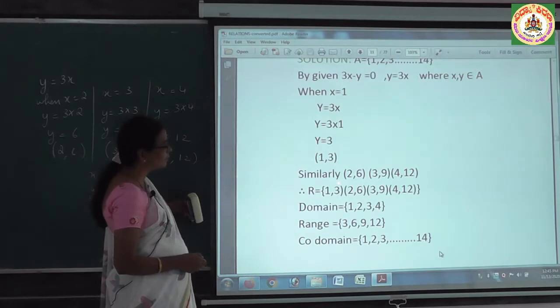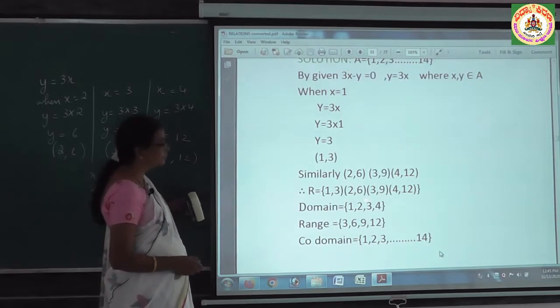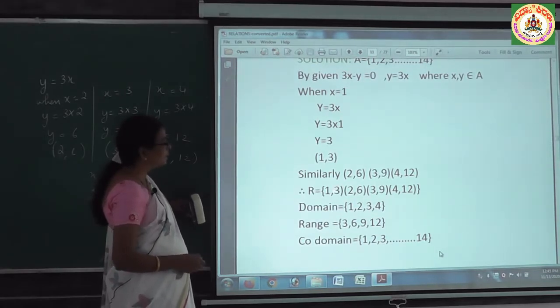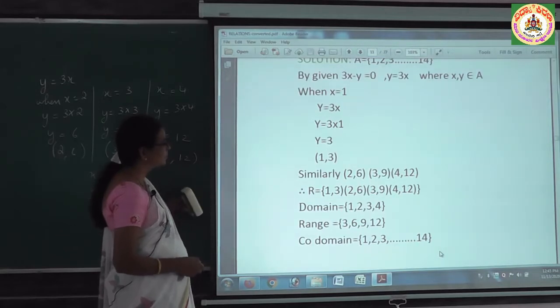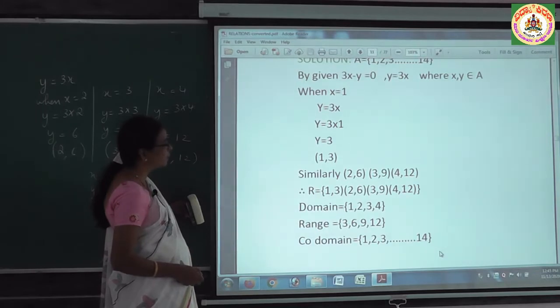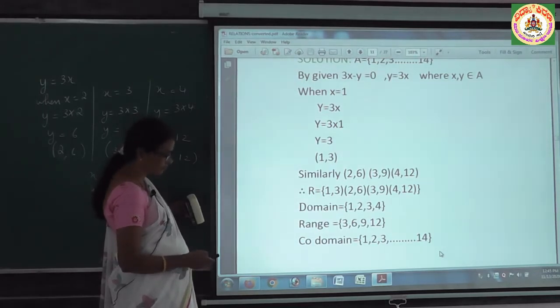Domain means, as I have told, the first elements: 1, 2, 3 and 4. Next, range is 3, 6, 9, 12. Range is the second elements. Codomain means the set of all elements 1, 2, 3 up to 14. Now the example is complete. For finding domain it is 1 mark, range 1 mark and codomain again 1 mark.